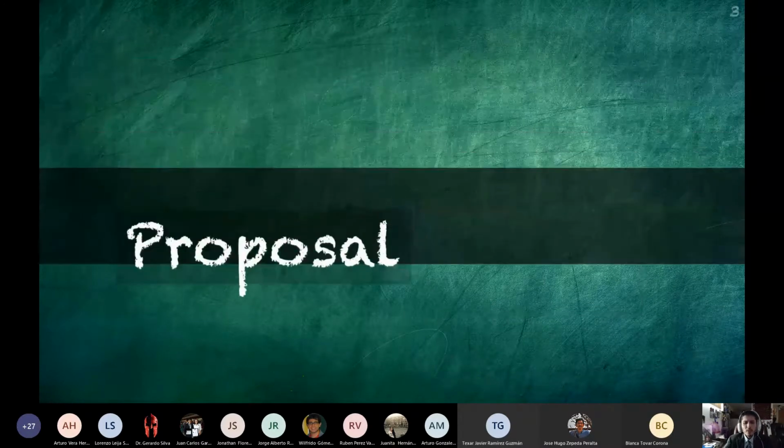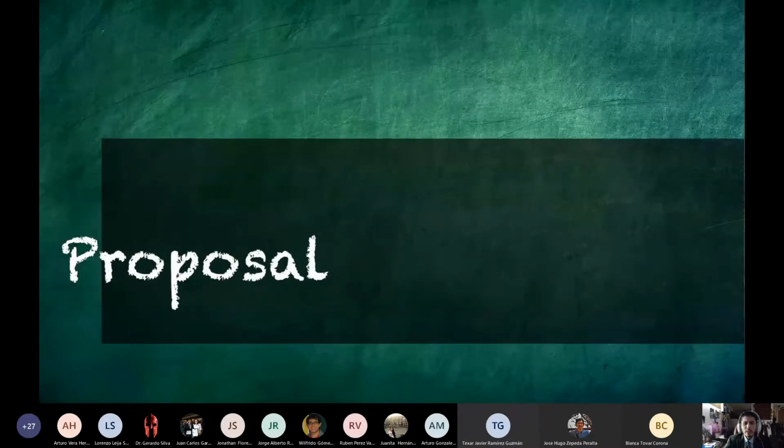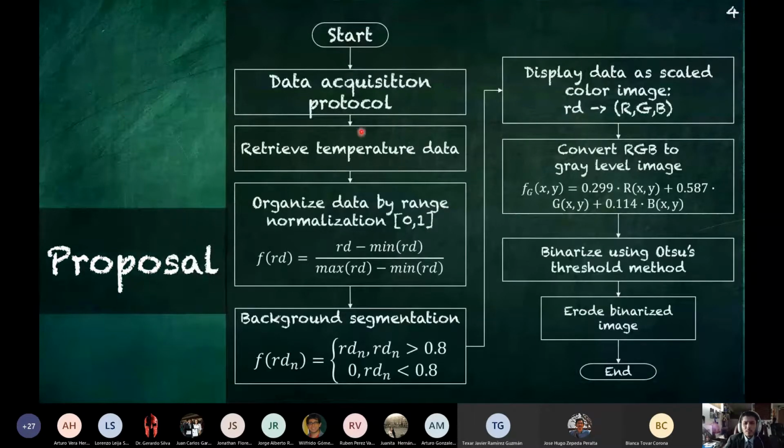So the proposal in this work is summarized by the following diagram, in which I will explain each stage, starting with the data acquisition protocol, how the data was retrieved as temperature data, and how all this information was processed by the following stages, so that at the end we will have a binarized error image that will display regions that have abnormal temperature areas.